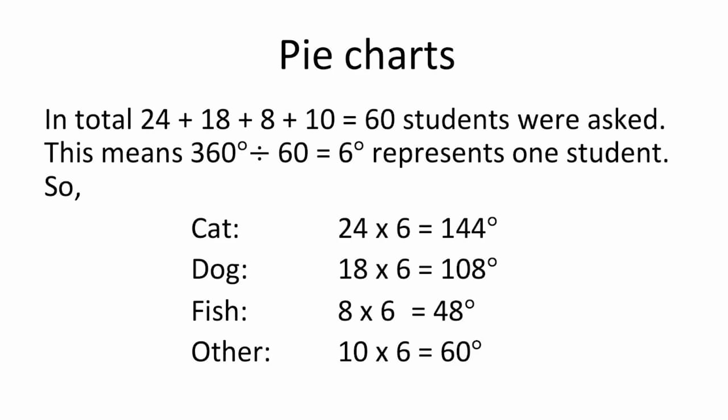18 students had a dog, so therefore again 18 multiplied by 6 gives us 108 degrees. And you can see we worked it out exactly the same way for fish and those people who had no pets by multiplying the number of students by that magic 6 degree number. So we now have all of our angles here, 144, 108, 48 and 60, and we can now plot that on a pie chart using our protractor.